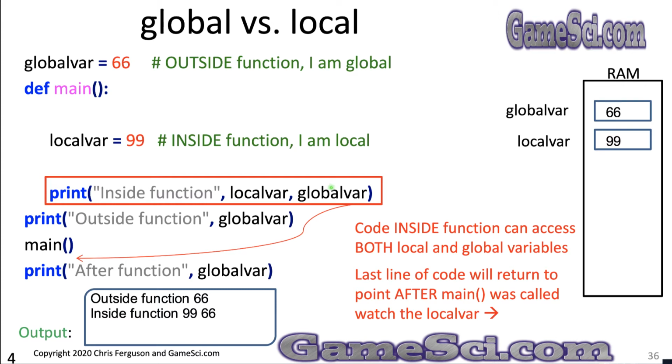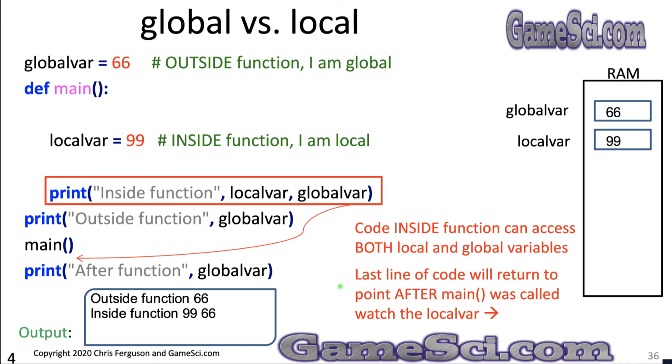Output the local variable and the global variable. And you can see here on the output inside the function, the local variable is set to 99 and the global variable is 66. It retrieved the values from these variables in RAM memory and output them to the screen. Code inside the function can access both the local and the global variables.